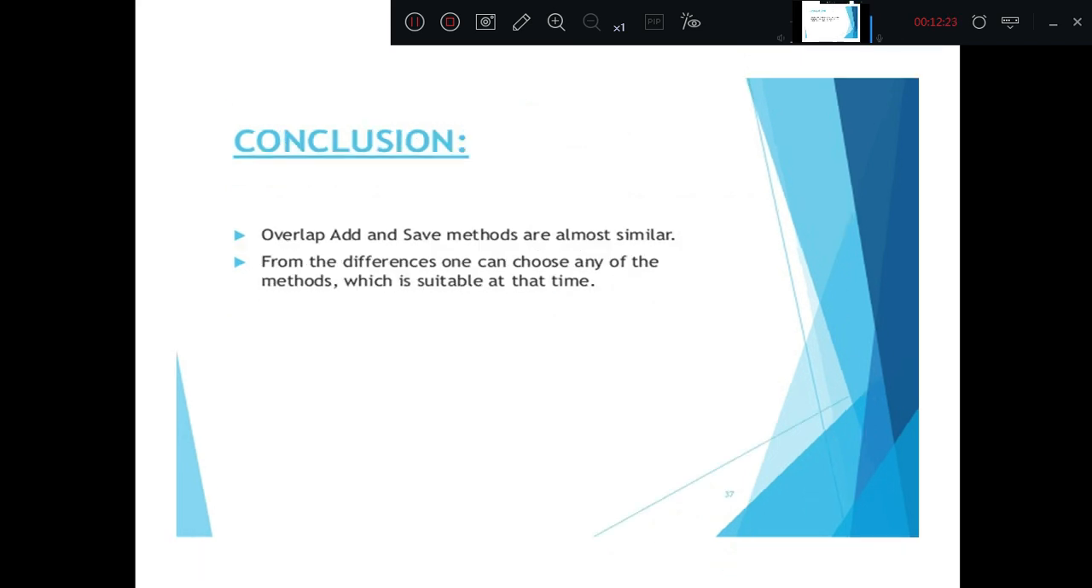So the conclusion is overlap add and overlap save methods are almost similar, and from the differences one can choose whichever method is suitable at that time. So this is about the filtering of long data sequences using two different methods, overlap save and overlap add. And from the examination point of view, this is very important. Definitely you will get 10 to 15 marks on these two topics.